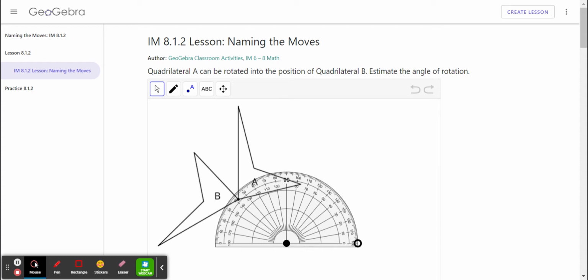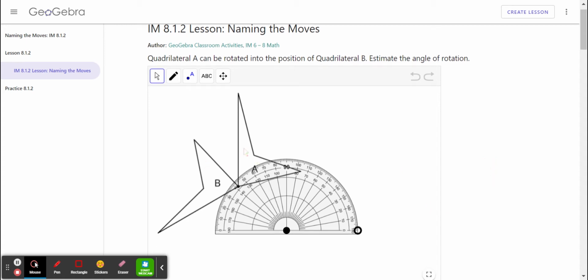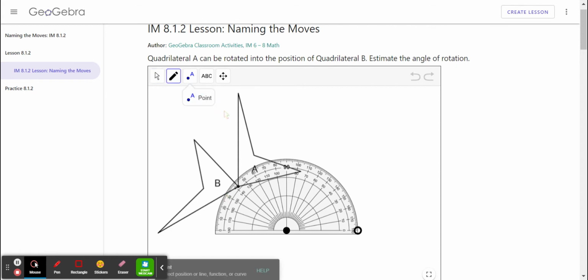So the first question says quadrilateral A can be rotated into the position of quadrilateral B. So you can see shape A here and shape B here. The question asks you to estimate the angle of rotation. So when we rotated A to B in this direction, what angle did we rotate A to B? So go ahead and pause this video and give this first activity a try.